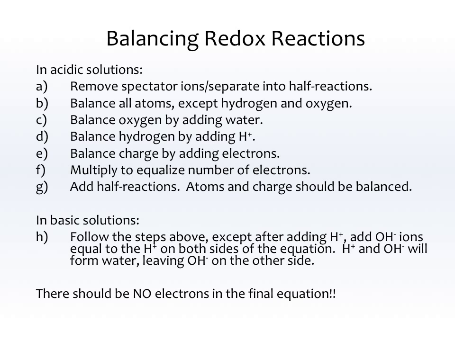So when you're balancing redox reactions, it'll have to tell you whether it's acidic or basic. First thing you're going to do is remove any spectator ions and separate into half reactions, so you're looking at just the things that are reacting. You'll balance all the atoms except hydrogen and oxygen, and then oxygen by adding water, hydrogen by adding H pluses, and then charge by adding electrons. Then we're going to multiply oxidation and reduction half reactions by some number to equalize the number of electrons, and then add them together. The atoms and charge should be balanced, and there should be no electrons left.